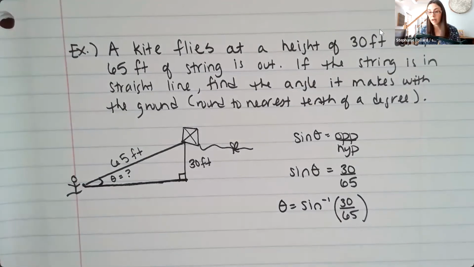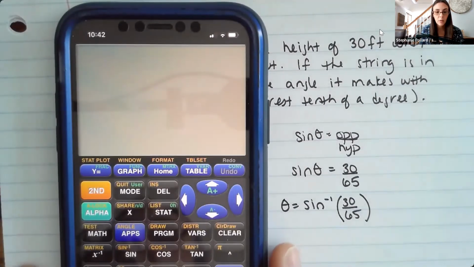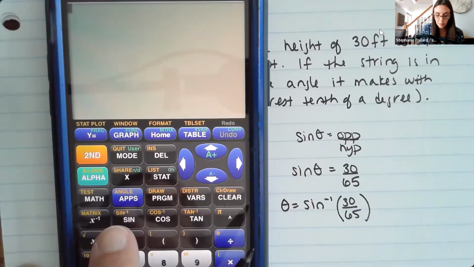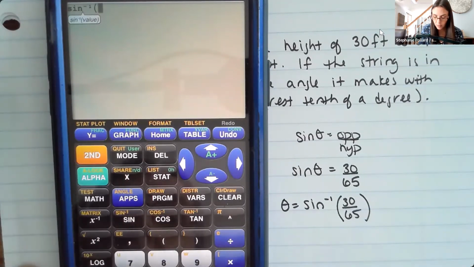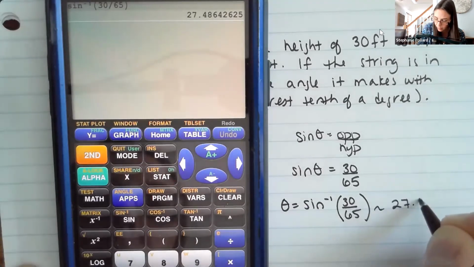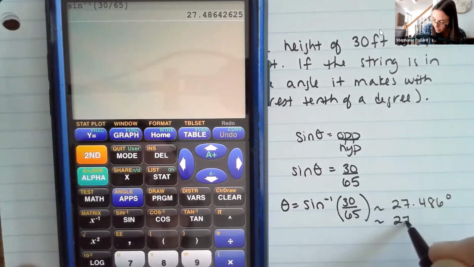You still want to make sure you're in the right mode. On your calculator, just double check. Here we're using degrees, so make sure you're in degree mode. And I can see my inverse function right there for my inverse sine. So I'm going to press second and then sine to get that inverse function. 30 divided by 65, and I get about 27.486 degrees. We do want to round to the nearest tenth, it said. So about 27.5 degrees.